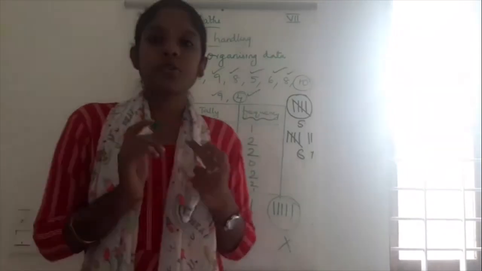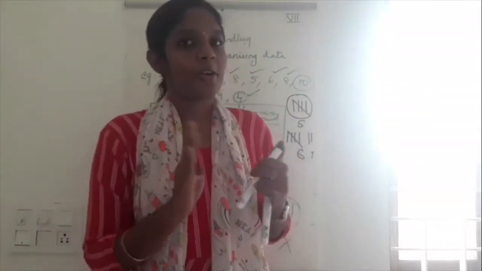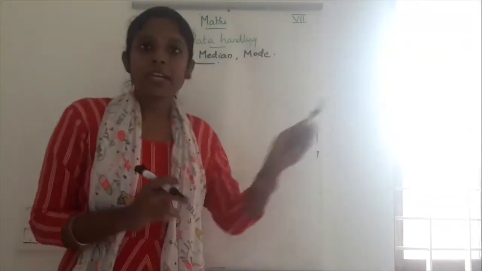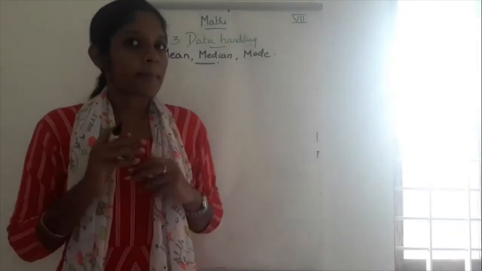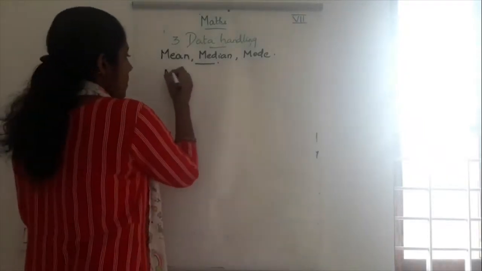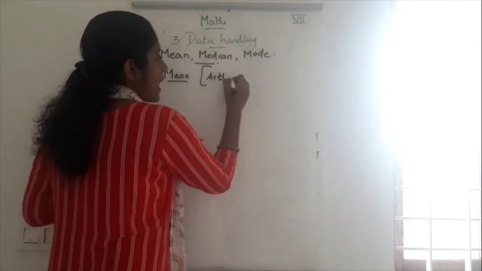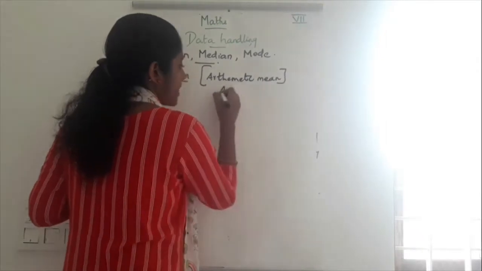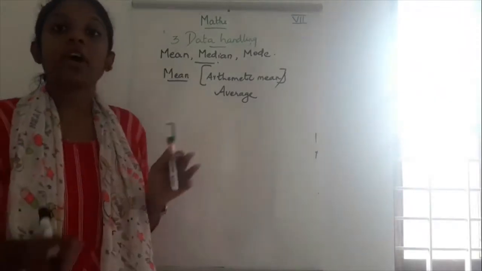So next we are going to learn about some terms: range, mean, median and mode. Okay, next topic is we are going to learn mean, median and mode. These are different ways of representing a set of data. So first one we will move to mean. Mean is also called as arithmetic mean or average.